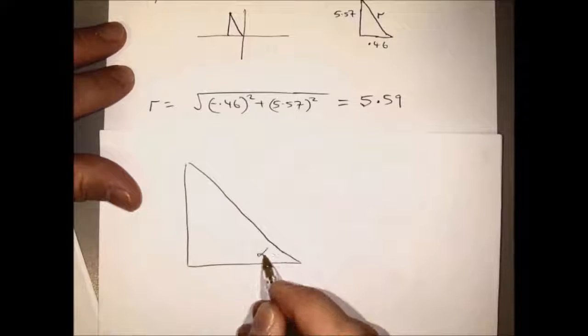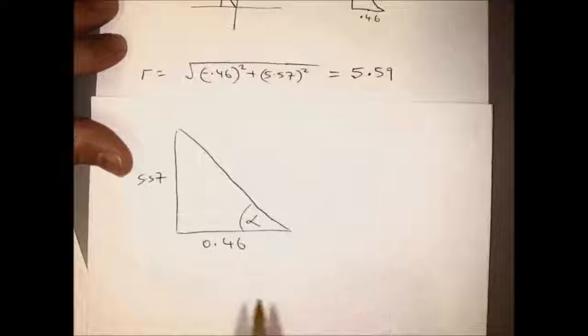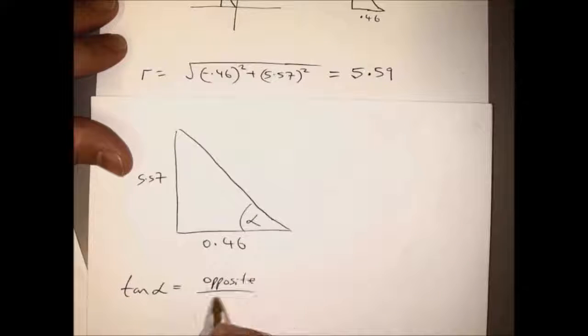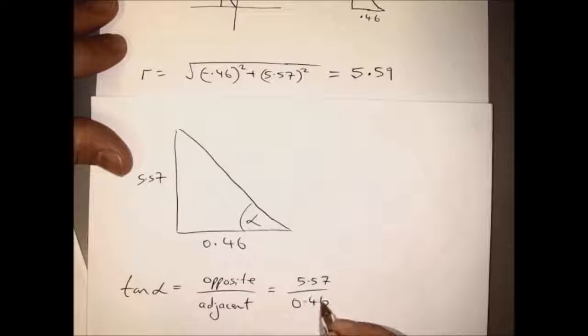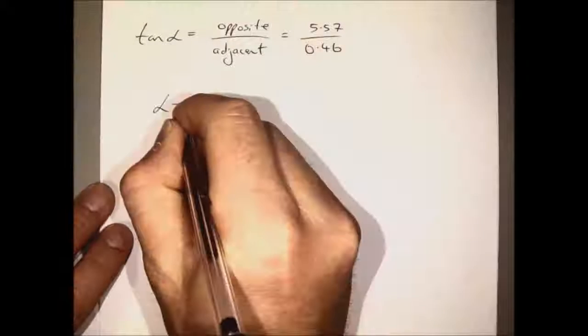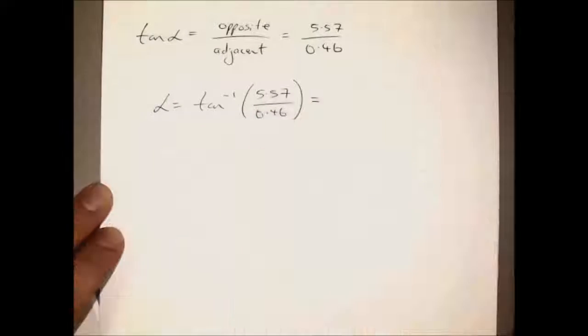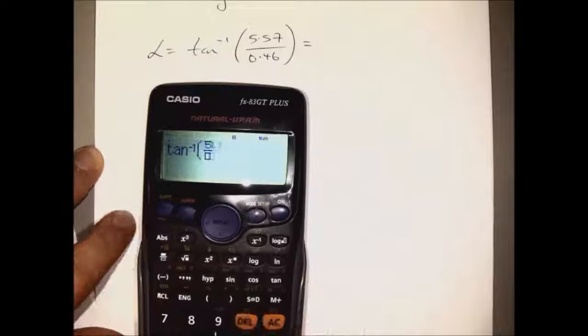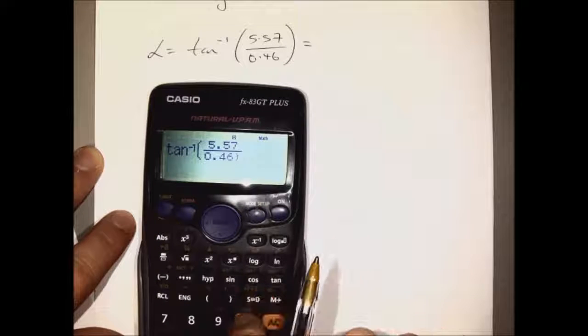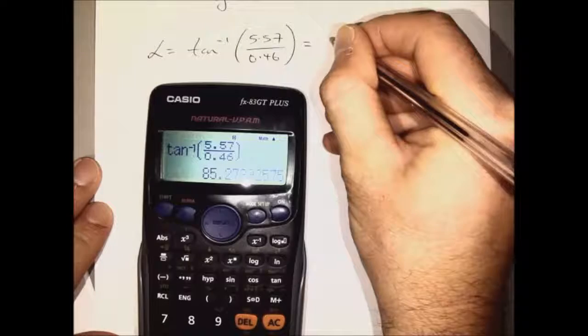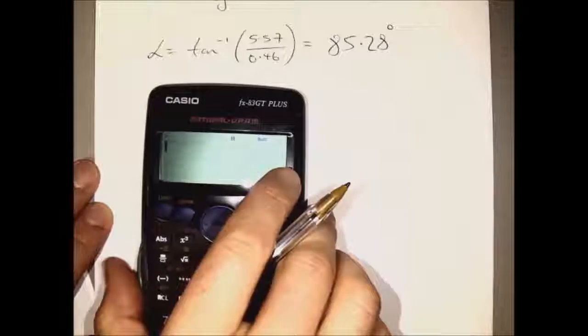Next, what we need is the angle. We'll want the angle in relation to the positive sense of the x-axis eventually, but first let's get that angle alpha marked in the triangle. Tan alpha equals the two sides divided like so. Get the inverse of that, and we will get an angle for alpha of 85.28 degrees.